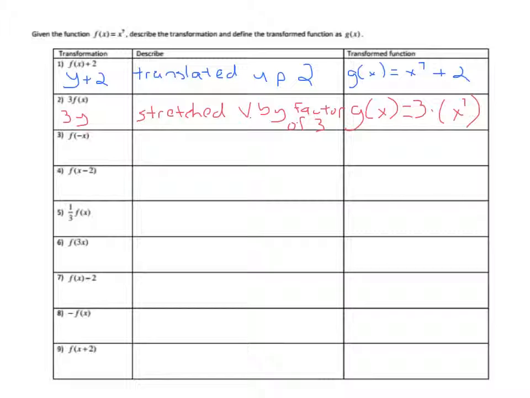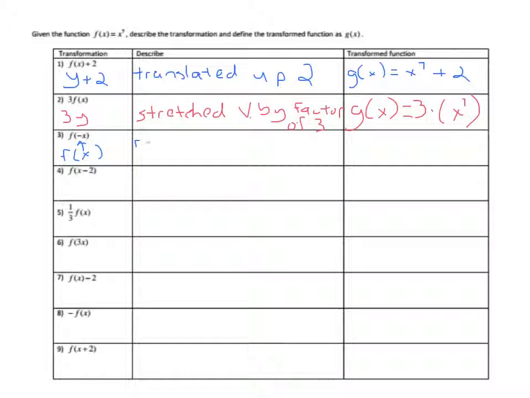On number 3, we have f of negative x. So in this case, every time we see x, we're going to plug in a negative x. So if I were to look at the original f of x, wherever I see x, I'm going to put in a negative x. And when I do that, if I take a positive x, a positive 3, and make it a negative, then it becomes negative 3. So what it does is reflect over the y-axis. In the same respect, if I take negative 3 and take the opposite sign, it becomes a positive 3. So it flips back and forth across the y-axis.